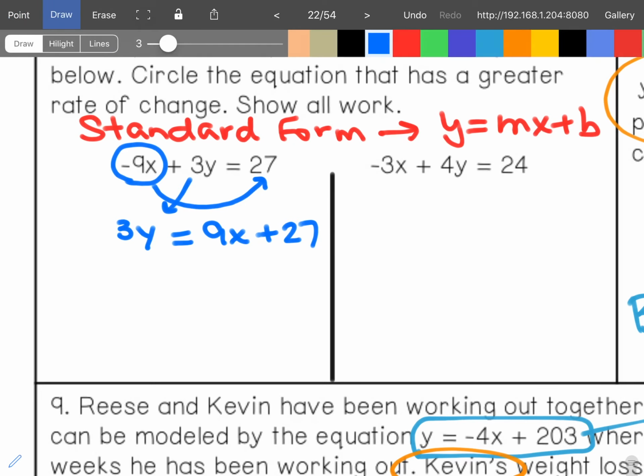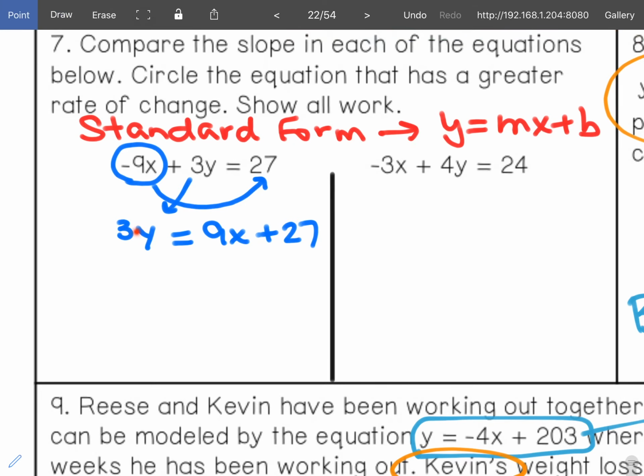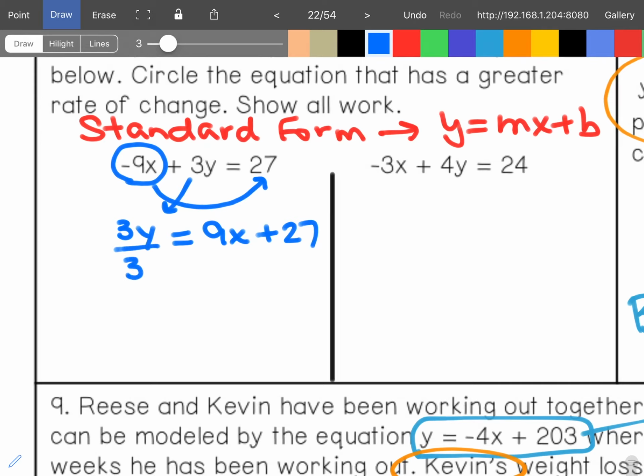The last thing we need to do is we need y by itself, so we need to get rid of this. Well, this is 3 times y, so the opposite of multiplication is to divide. So we're going to divide by 3 here, and what we do to one side, we have to do to the other side. 3 divided by 3 is 1y, or just y. 9x divided by 3 is 3x plus, and 27 divided by 3 is 9. So I think you can easily see the slope now in that equation, can't you? What is the slope? It is 3.